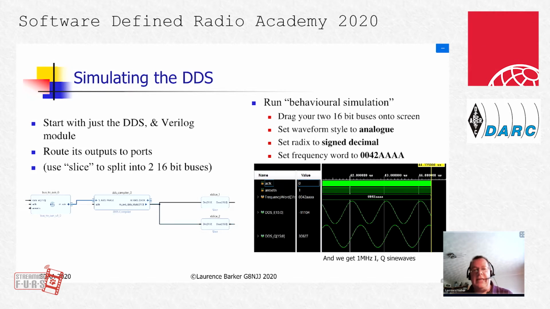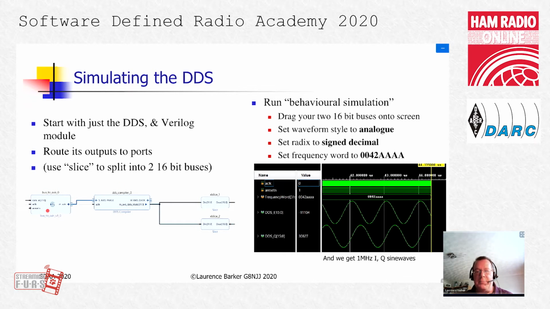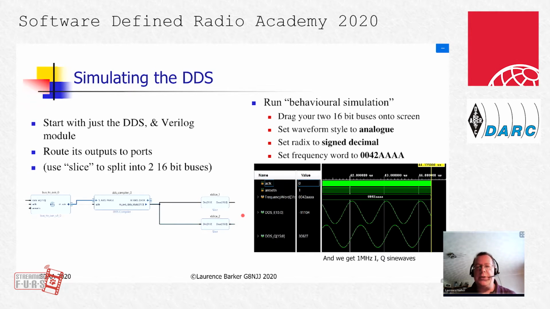So let's start off simulating the DDS. This was the basic DDS part from the design, connected to the Verilog source at the input. I've connected its output via a couple of slice IPs, each of which takes half of the output data. So this takes the first 2 bytes, the in-phase part of the data, to go to the D to A converter. This takes the quadrature part, so the second 2 bytes. They're connected to ports on the design canvas.